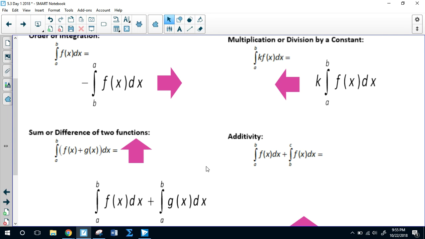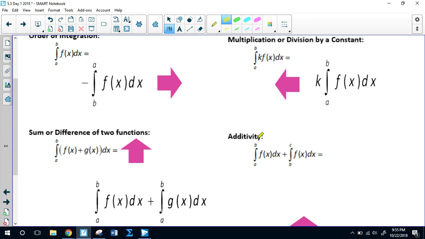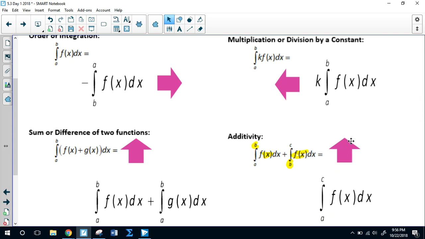And then the last one is what's called the additivity rule. So this one is the integral from a to b of f of x plus the integral from b to c of f of x. So notice that the first integral ends on b, and the second one begins with b, and there is the same function inside here and here. So then you can basically just combine these into one integral from a to c.